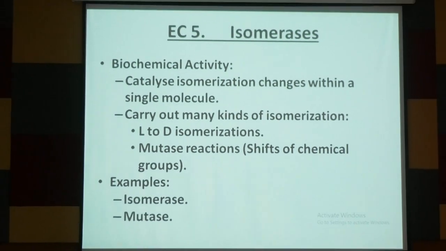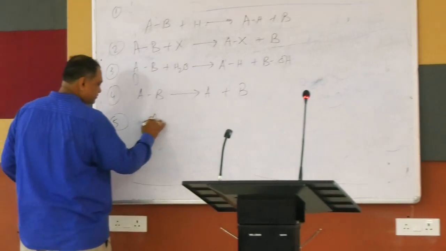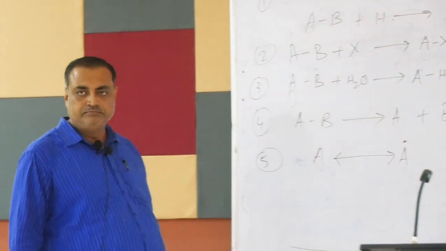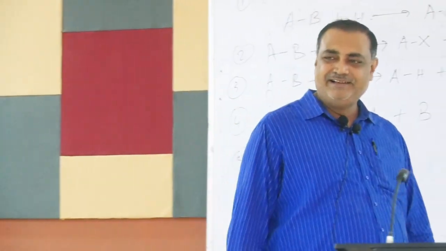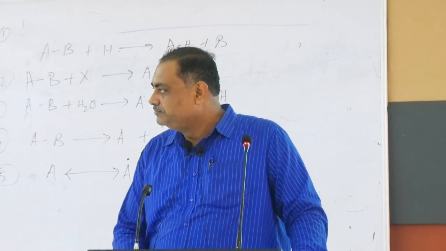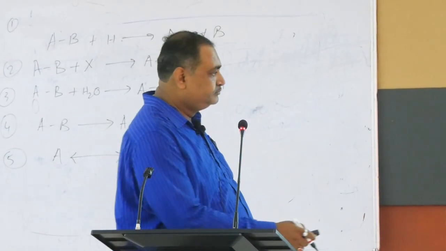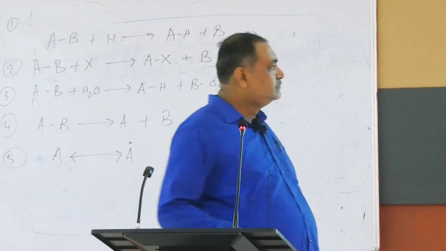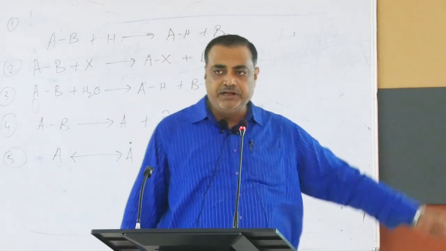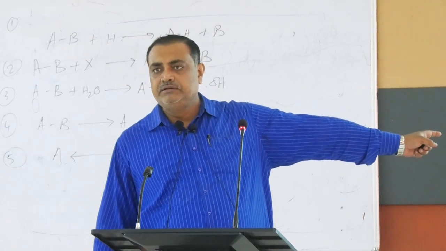Isomerase, interconversion between two. The general reaction is like this. Isomerase, right? Same compound, but arrangement is different. Example, mutase, racemase, isomerase. Alanine racemase. Alanine to D-alanine. Do we require D-alanine in our body? No. Who requires? Bacteria.